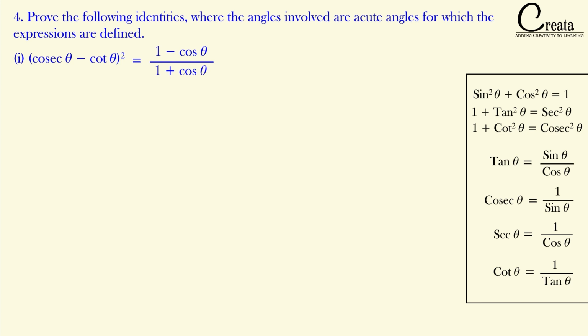Question number 4 is, prove the following identities where the angles involved are acute angles for which the expressions are defined. This question has a total of 10 parts. Let's take them one by one. First is (cosec theta minus cot theta) whole square equals (1 minus cos theta) upon (1 plus cos theta). We have to prove left hand side is equal to right hand side.